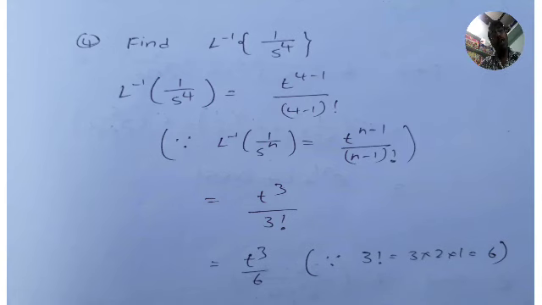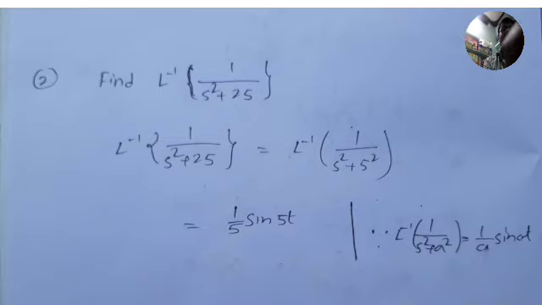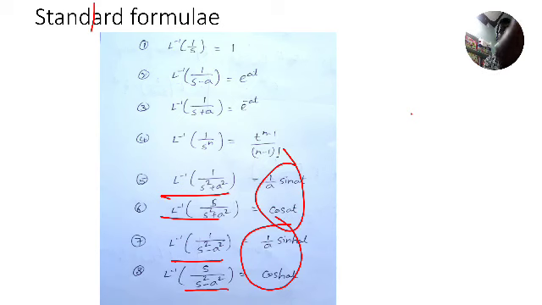So again and again I request you to learn all the formulas by heart. Shall I show them again? Where is the formula slide? This is the formula slide, standard formulae. L inverse of 1 by s is 1. L inverse of 1 by s minus a is e power of at. L inverse of 1 by s plus a is e power of minus at. L inverse of 1 by s power of n is t power of n minus 1 by n minus 1 factorial.